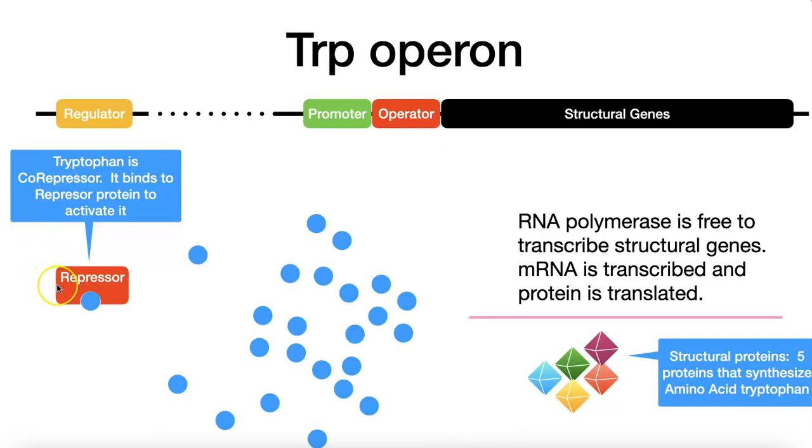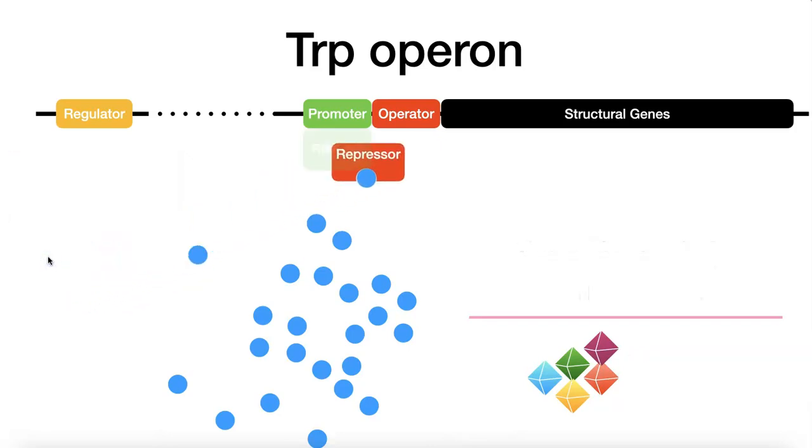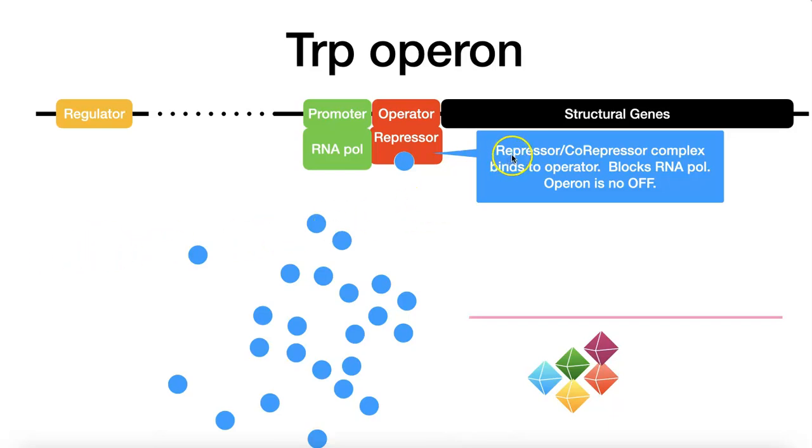As we said at the beginning, the repressor was inactive, it could not bind to the operator by itself. It needs something else, it needs the co-repressor. And so only when tryptophan becomes abundant in the cell is tryptophan able to interact with the repressor, because it's the co-repressor. And then those two together, the repressor and co-repressor, are now able to bind to the operator. So it's this repressor co-repressor complex that binds to the operator. And now RNA polymerase can no longer transcribe the structural genes.